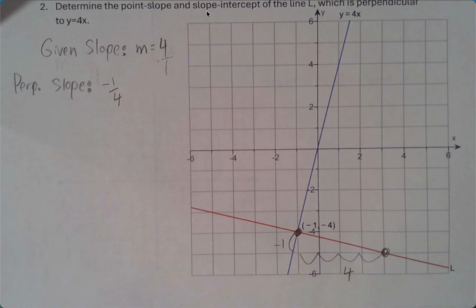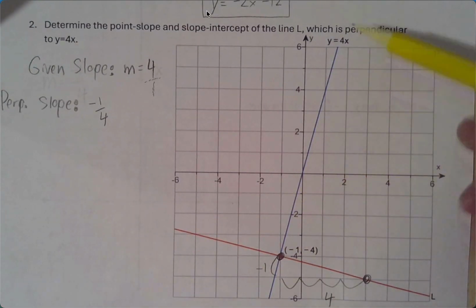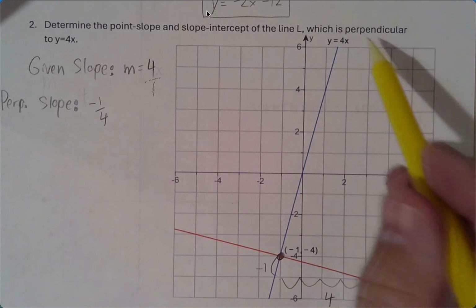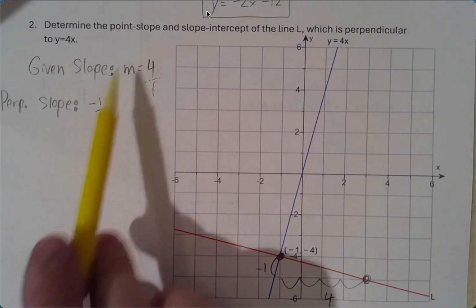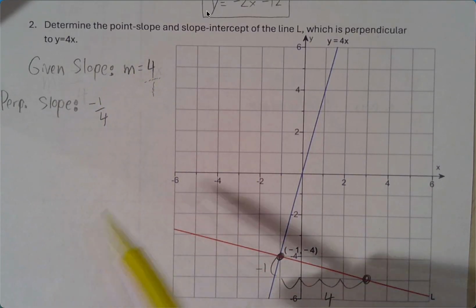So because they give you the graph, they really didn't need to actually tell you anything about this blue line or that your red line is perpendicular to the given blue line. But it's nice to see both of those related. So I kind of wanted to point that out first, and then I wanted to show you how to find the negative reciprocal slope.